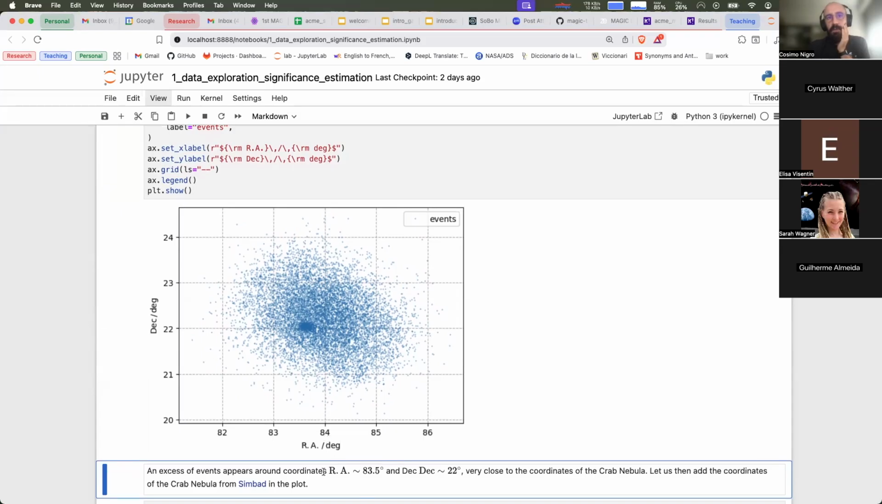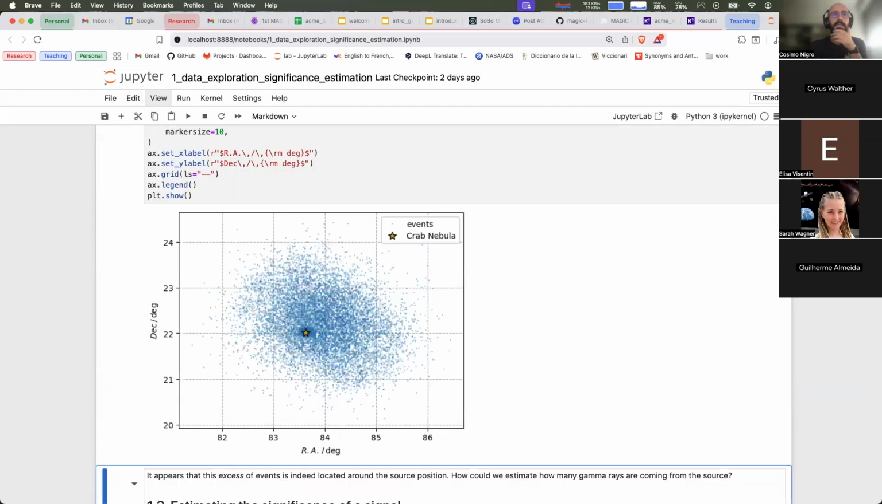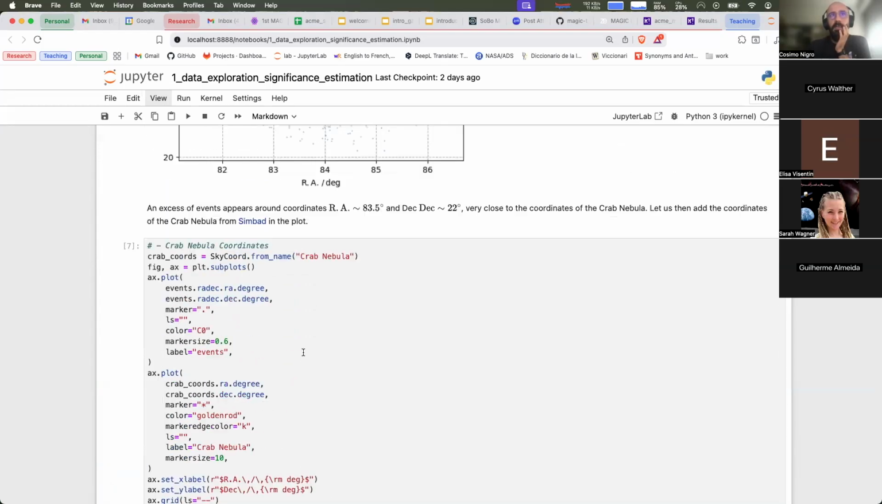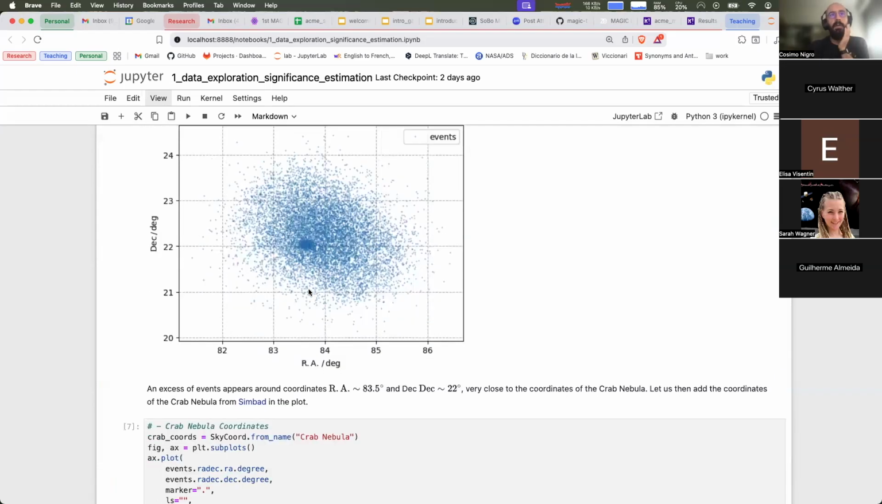Yeah, I also brought it here. Basically, we can see that at these coordinates, very close to the coordinates of the Crab Nebula, there is a cluster of events, right? There are many more events detected around these coordinates. In the next cell, I put the coordinates of the Crab in the same map, as you can see, in the same histogram. And it's exactly on top of the spot. So possibly this cluster of events are photons from the Crab Nebula, right?